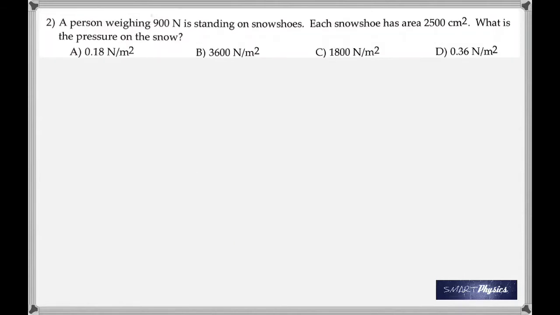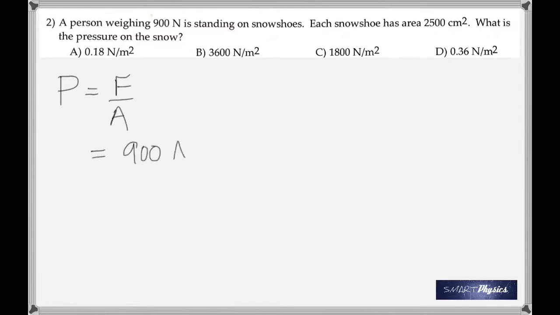And the second question, the person has a weight of 900 newtons standing on snowshoes. Each snowshoe has an area 2500 centimeters squared. So to find the total area, you got to multiply this with 2 and divide the force by the area. But the area has to be changed into meters squared. So pressure is force divided by area.